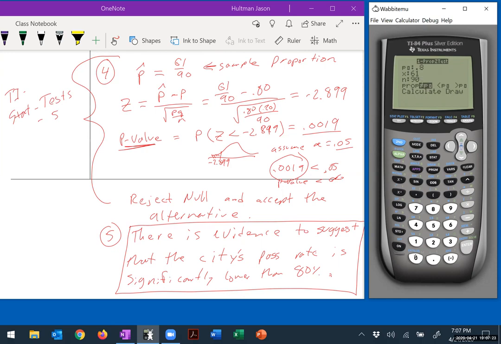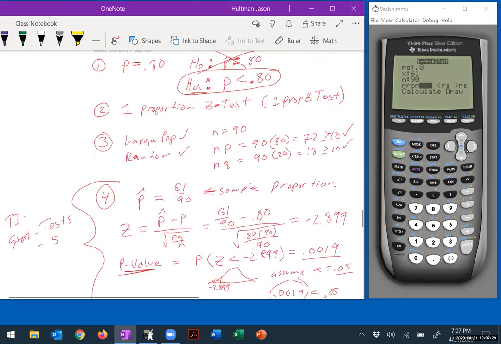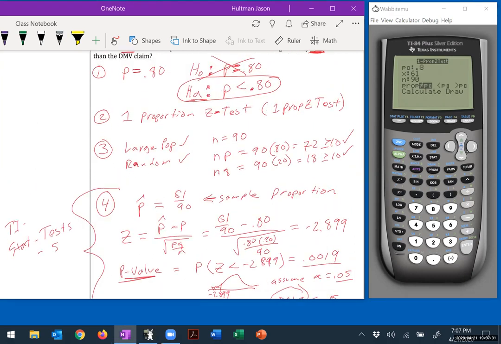Okay, and it says, what do you want to compare against? Do you want to compare for your null? Do you want it to be not equal to, less than, or greater than? Well, I want it to be less than. I want to compare less than my null hypothesis. I'm going to hit arrow over, I'm going to hit enter, and that's going to give me less than.